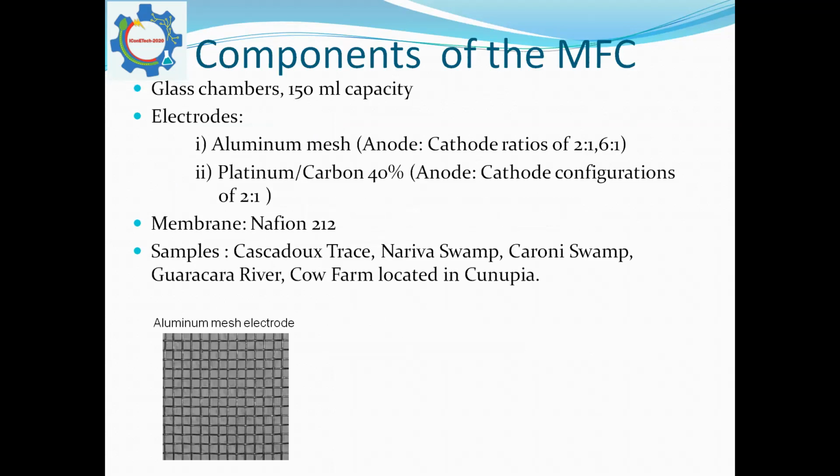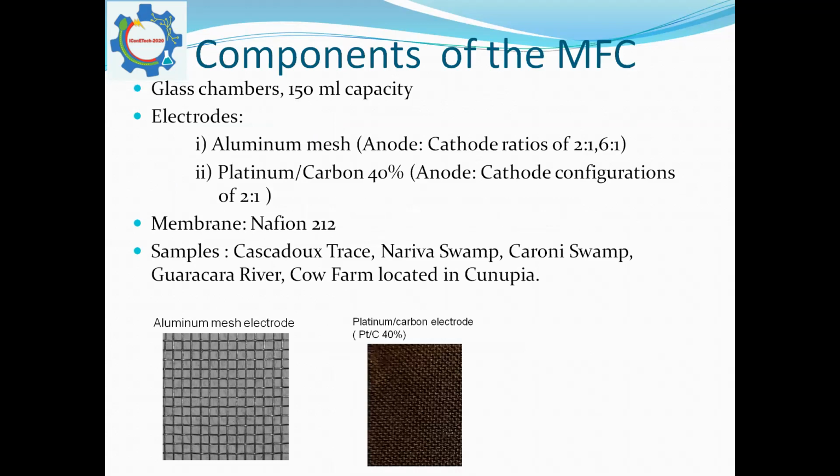For the aluminum mesh, we used anode to cathode area ratios of 2 to 1 and 6 to 1, while for platinum carbon electrodes, we used a ratio of only 2 to 1. In addition to material, we varied the shape of the electrodes using a flat, square, cylindrical, and coiled arrangement. A material known as Nafion 212 was used for the PEM, and a small fish tank pump was used to constantly oxygenate the distilled water in the cathode chamber.